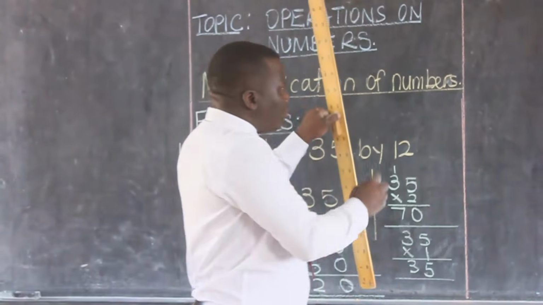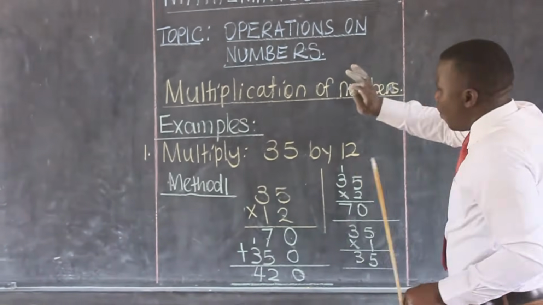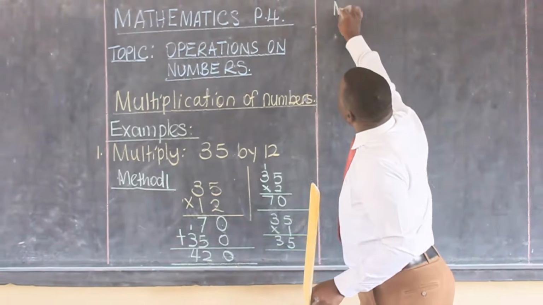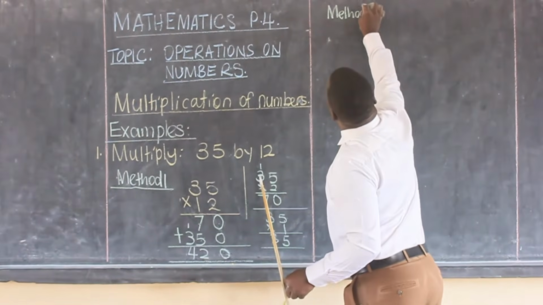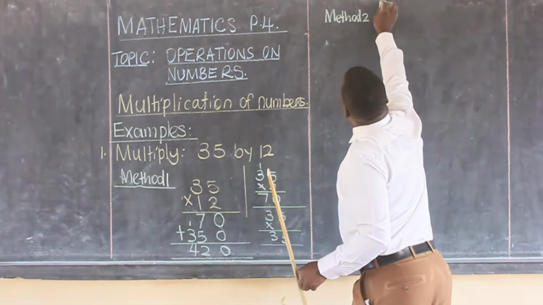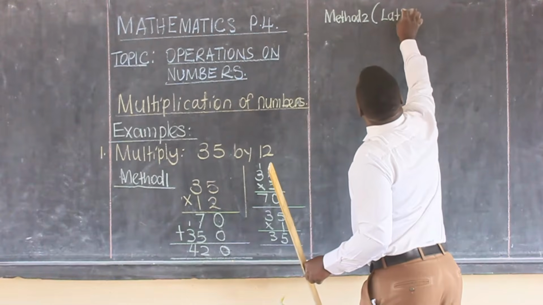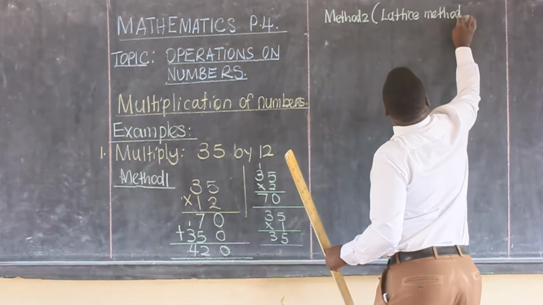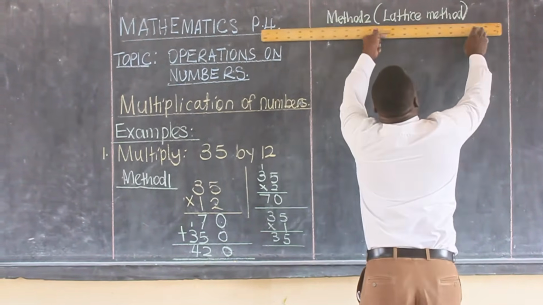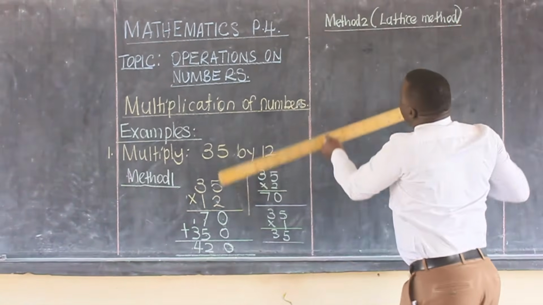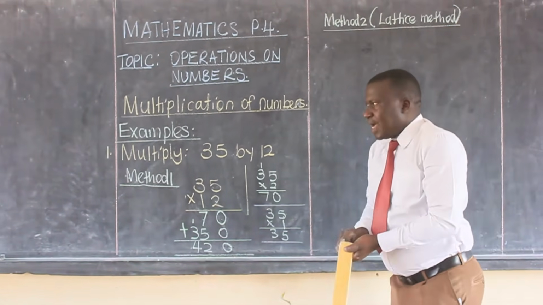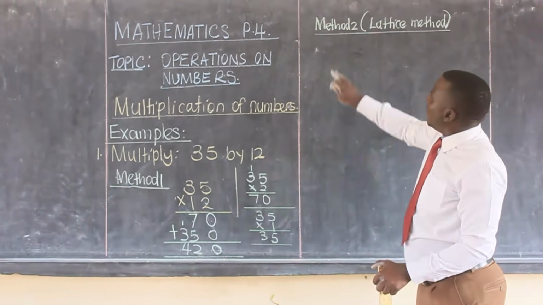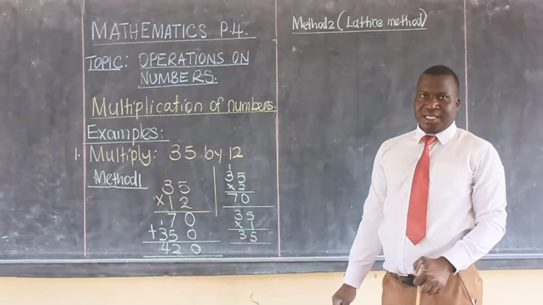I know, being the very first example, as we keep on moving ahead, you will understand more and more. I also want to introduce to you method 2. And this one is called the lattice method. It's called the lattice method. I want you to pay attention here in this method, what we call the lattice method.